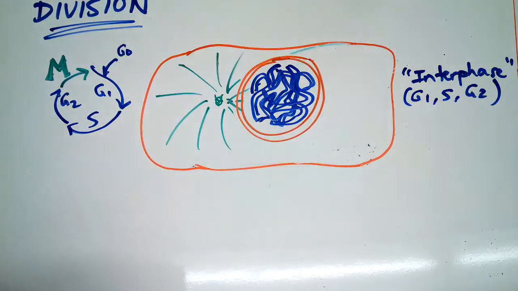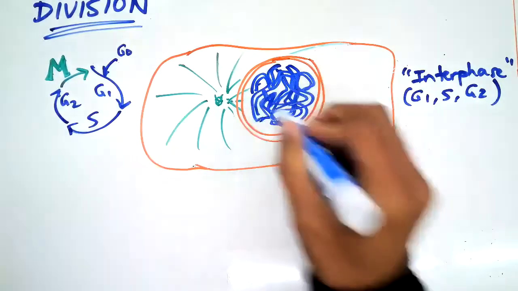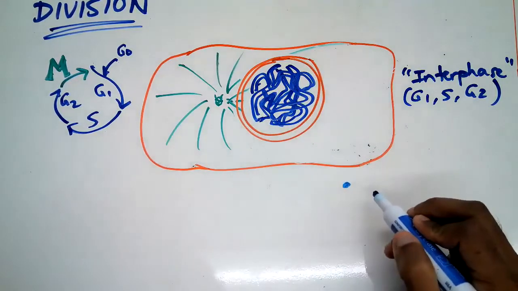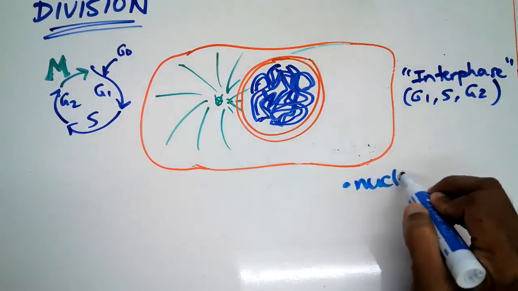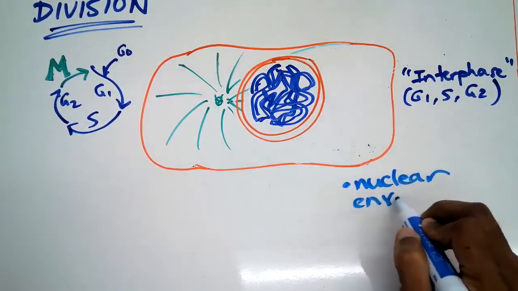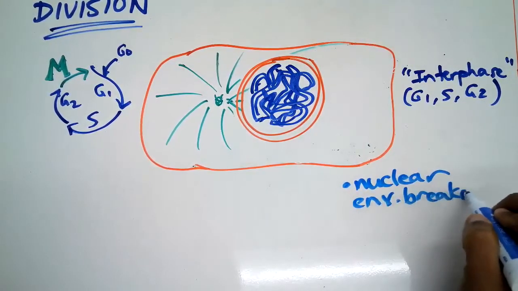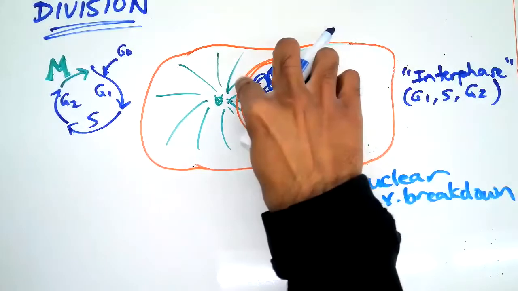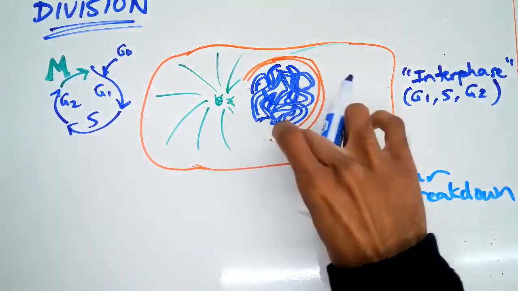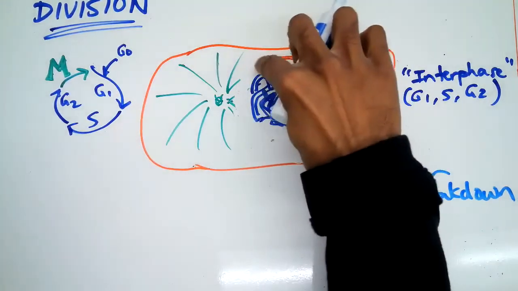So processes that we must do in early M phase. 1, break down the nuclear envelope. Nuclear envelope breakdown. Got to do it. If you want to grab hold of those chromosomes, you got to get rid of the membrane that's in the way. That's better. That's going to have to happen.